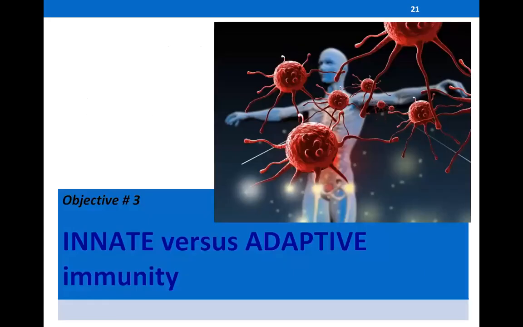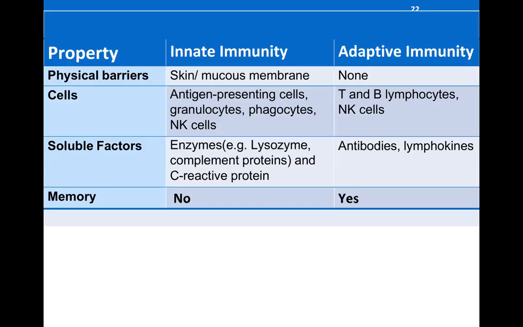All right, so after differentiating passive from active, let's now move on to differentiate an innate type of immunity versus an adoptive type of immunity. These are the properties, and we will be differentiating innate from adoptive immunity by these properties. Now, one would be the physical barriers. In innate immunity, we use skin or mucous membrane, whereas in adoptive immunity, there's none.